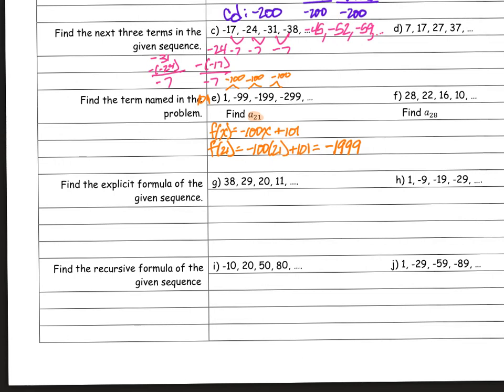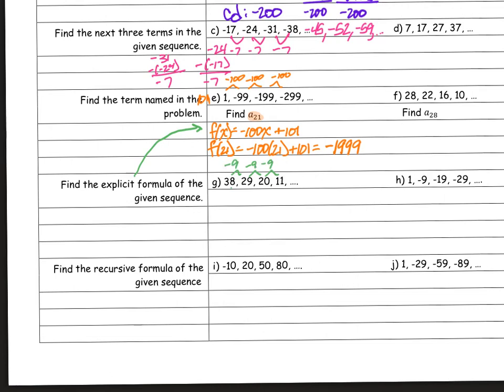Okay, guys, so the next problem, problem G, says find the explicit formula of the given sequence. And I just want to say, we found the explicit formula to do this. So if we found it for that one, it should be pretty easy, right? So let's try this. What's the difference between 38 and 29? What do I do to get from 38 to 29 and 29 to 20 and 20 to 11? Well, it looks like I'm subtracting 9.